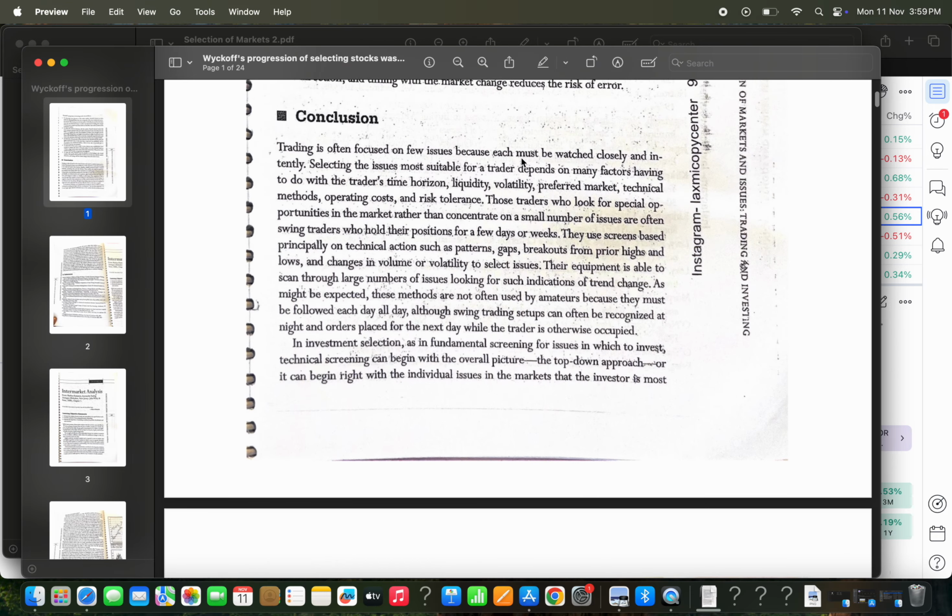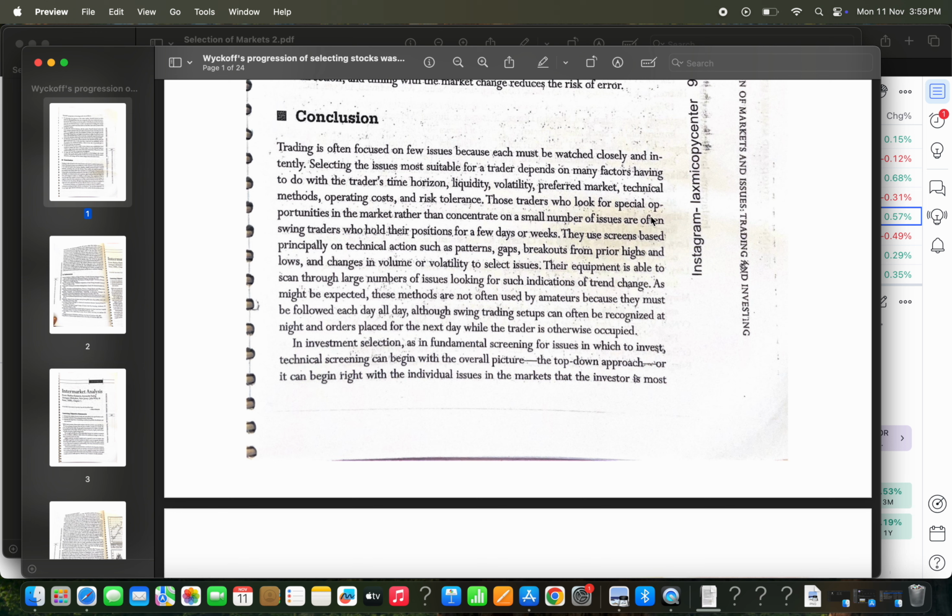Trading is often focused on a few issues because each must be watched closely and intently. Selecting the issues most suitable for a trader depends on many factors having to do with the trader's time horizon, liquidity, volatility, and the preferred market, technical methods, operating costs, and risk tolerance.